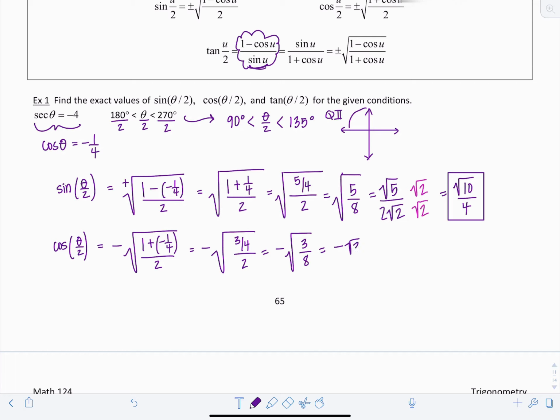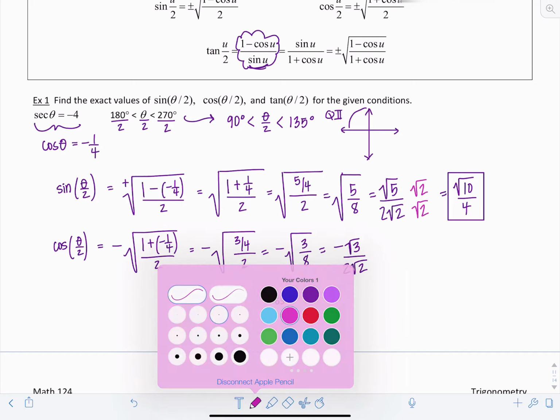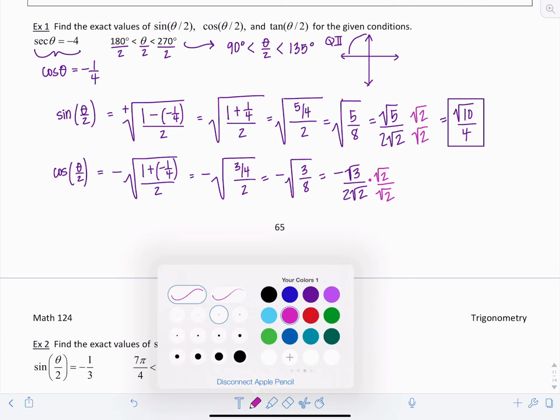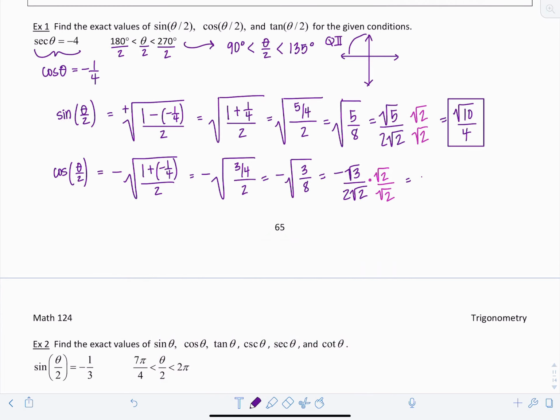So that's negative rad 3 over 2 rad 2. And then again, we're going to rationalize. So I'm going to multiply by rad 2. And then this gives me negative rad 6 over 4. Because this is a 2, right? Okay, very good.